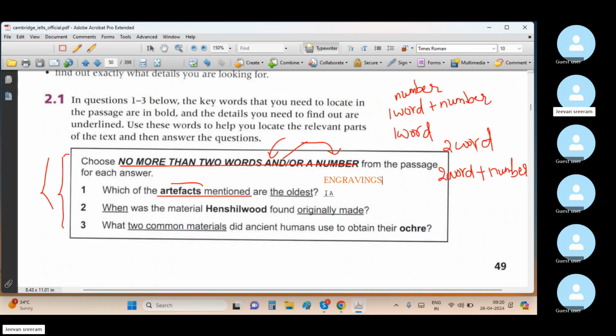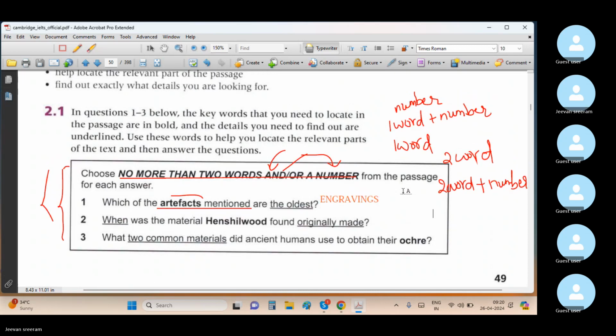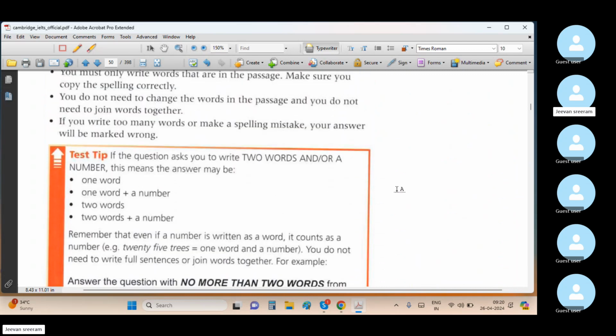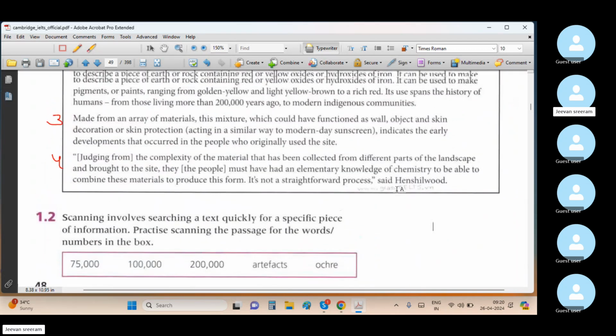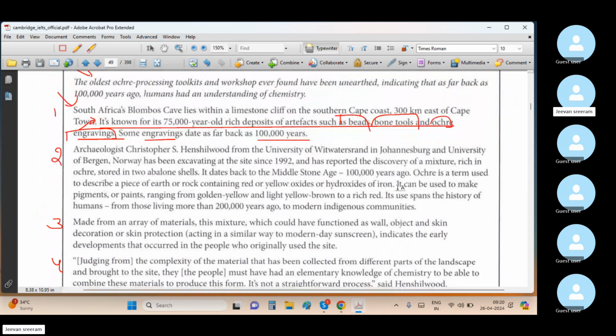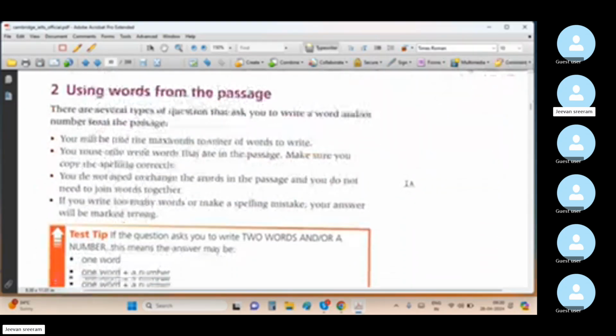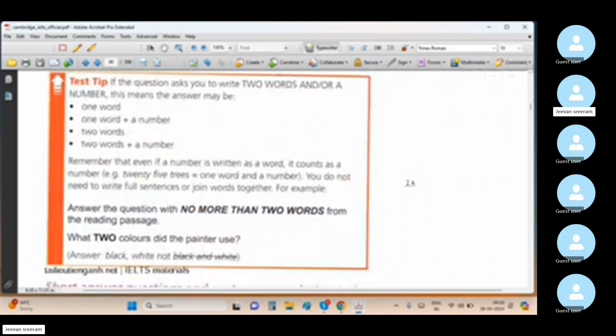You may even write ochre engravings. That's also correct. Have I spelled correctly? Can you please confirm? You may even write ochre engravings. Two words are allowed, no? Yeah. I did correct.